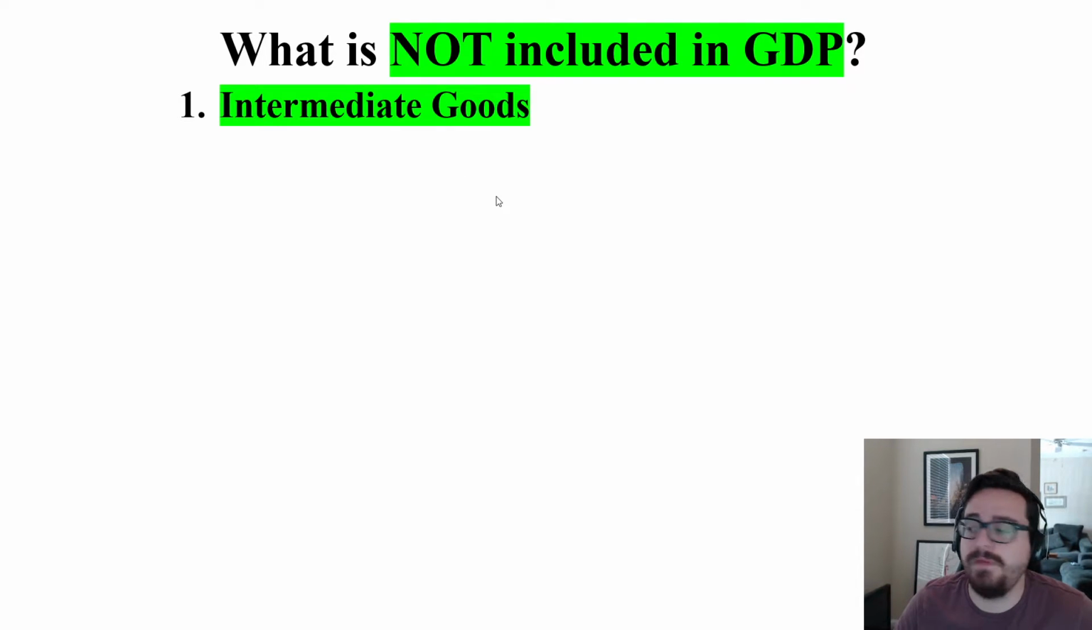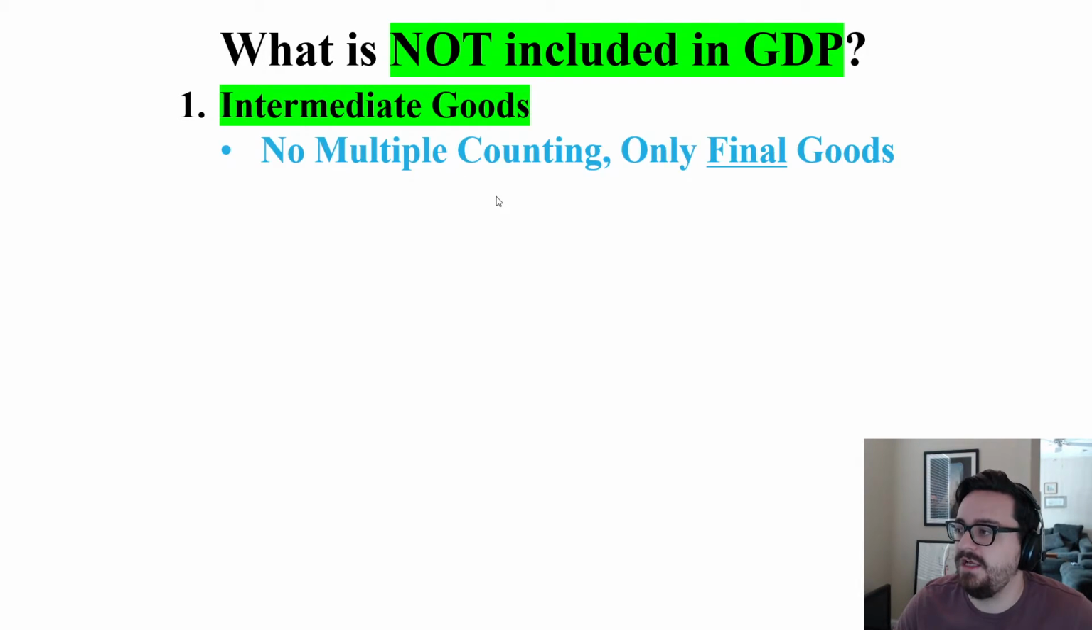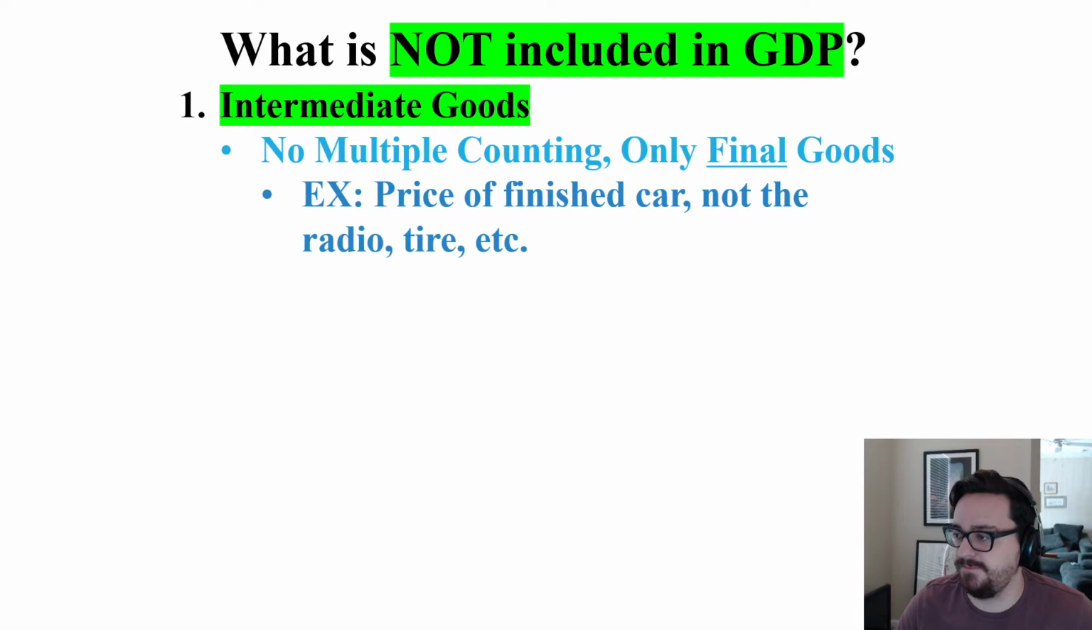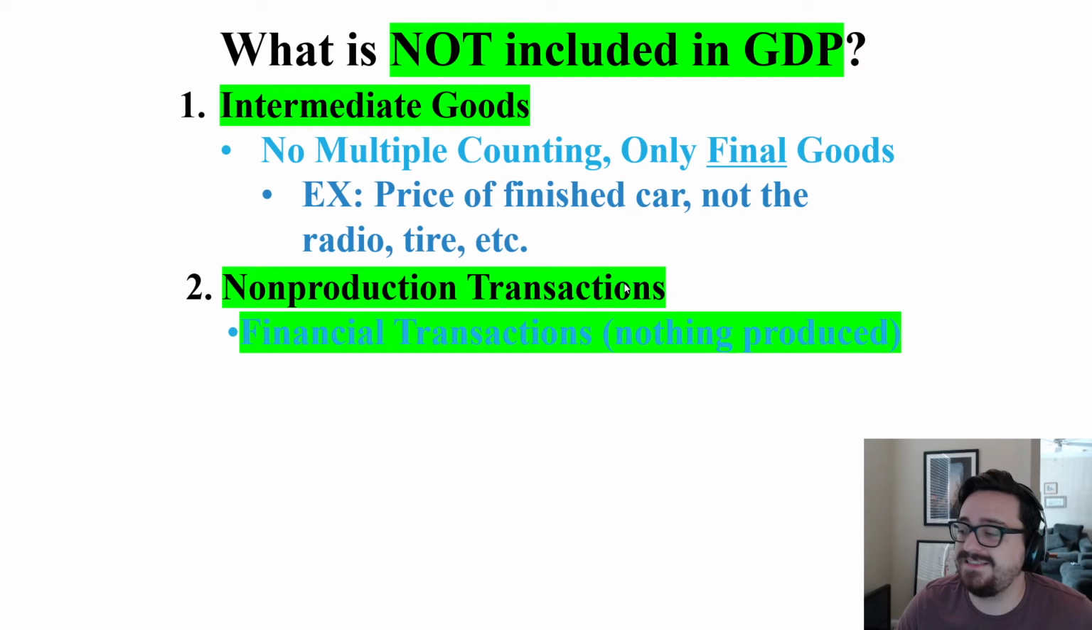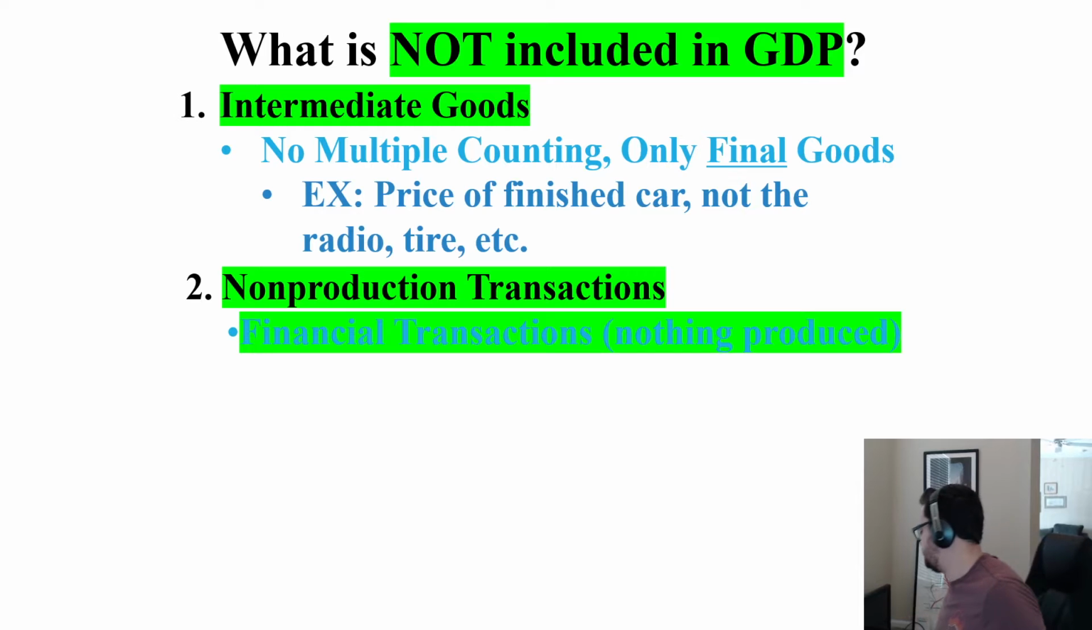So what's not included? Mentioned already, intermediate goods. So if it's not the final product, then it doesn't matter. Okay? So intermediate goods don't count for GDP. The second category are non-production transactions, which means nothing is actually made there. And same with services. There are services that are production versus non-production.